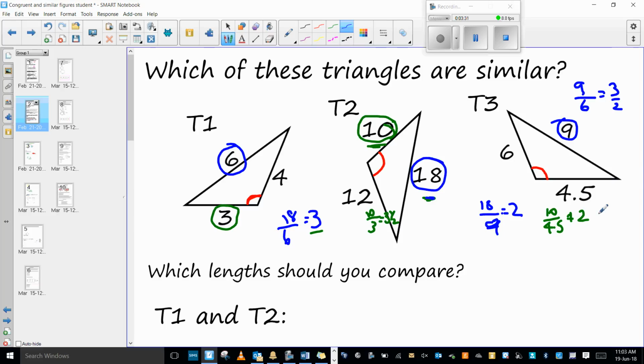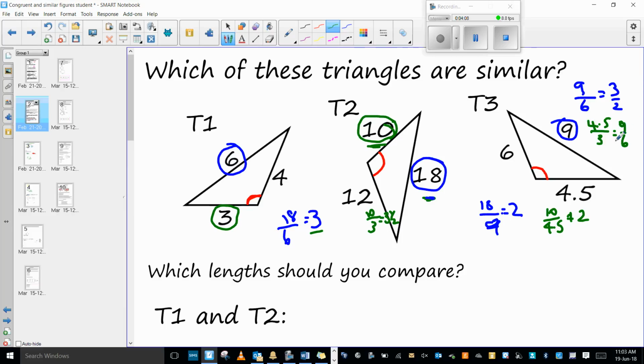Next one, the small length. So our small length would be 4.5 and 3. Well, it's hard to compare this. Sometimes it may be easier to make them whole numbers. So could I make these both whole numbers? I could double both of them, couldn't I? Because if I double this one, it becomes 9 over 6. Well, that must be the same as the one up above then. They're similar. Okay, so we've got 2 of the same, but we should just check the last one.